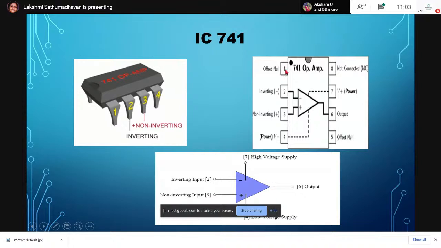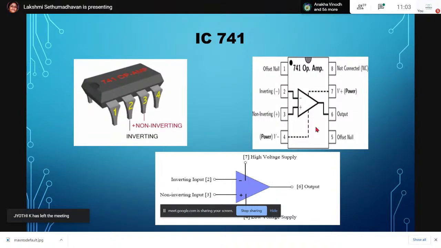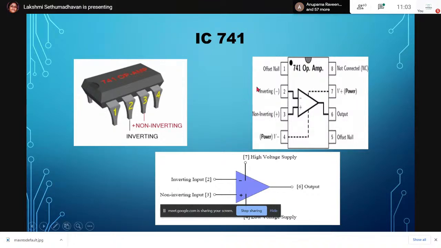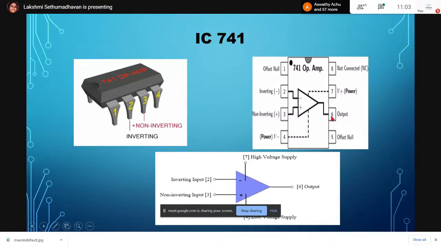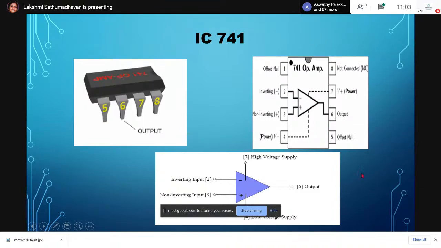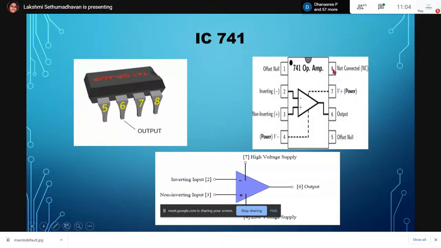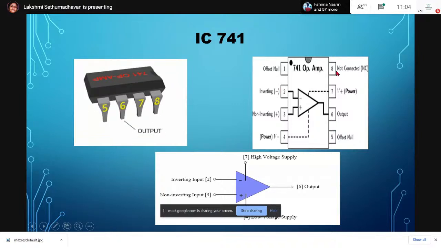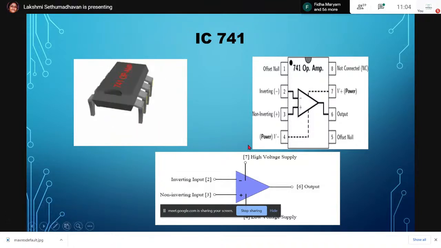Now coming to offset null, pins 1 and 5. I'll superficially tell you that it is meant for adjusting small error values in the output even when there is no input given. It is a slight adjustment so that when you don't give an input, you don't get an output. For that purpose, you use this. You can for the present neglect these pins. Now pin 8 is just for completion. You don't have any connection internally or externally for pin 8 of the 741. It is just for the sake of completing the 8, because ICs always come as 8-pin, 16-pin, 32-pin, and so on. You don't have an IC with 7 pins.